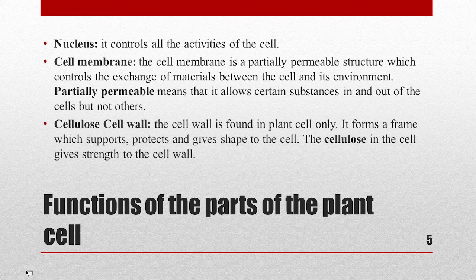Okay, functions of the parts of the plant cell. To begin with, the nucleus. The nucleus controls all the activities of the cell. So the nucleus is like the brain of the cell.